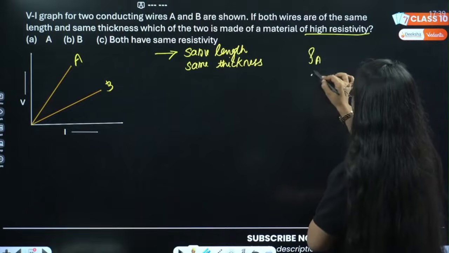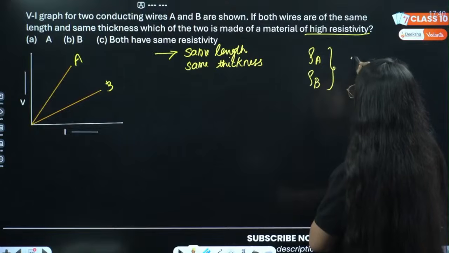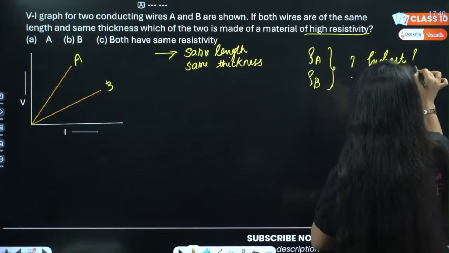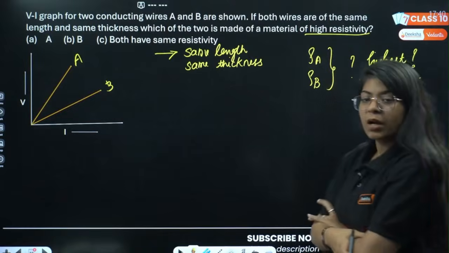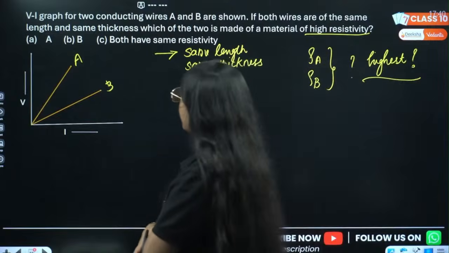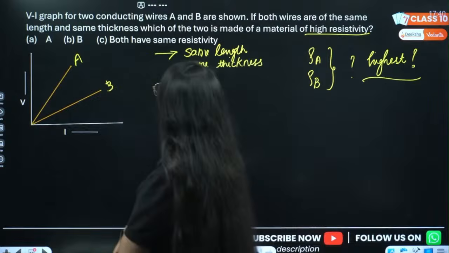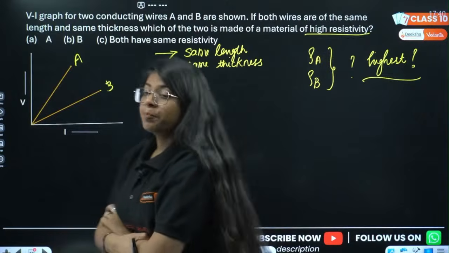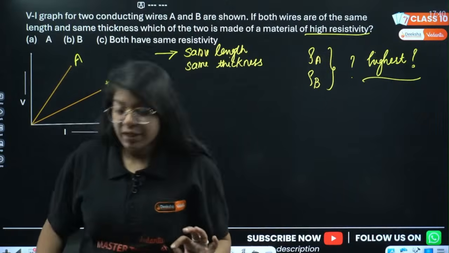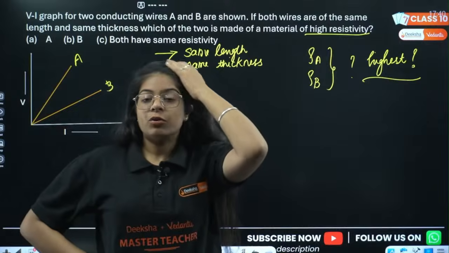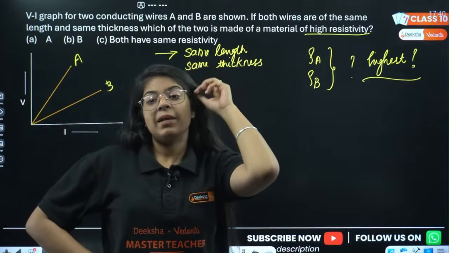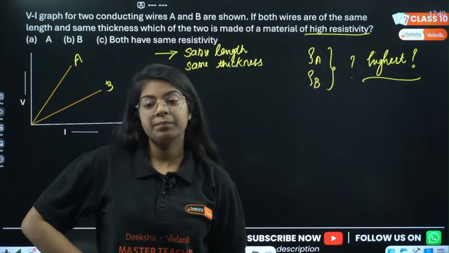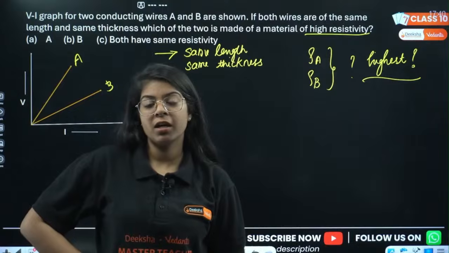Resistivity of A, resistivity of B. Which one is the highest? A or B, or both have the same resistivity? Mind you, here they have not told you that these wires are of the same material. They have told you that these wires are of the same length and same area. Now solve this question quickly.